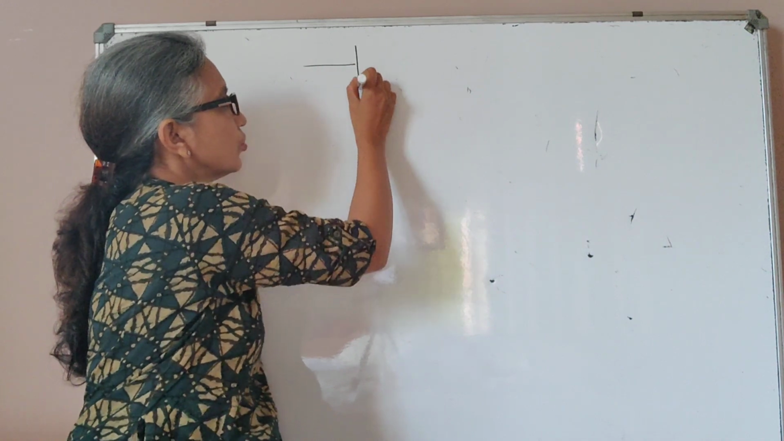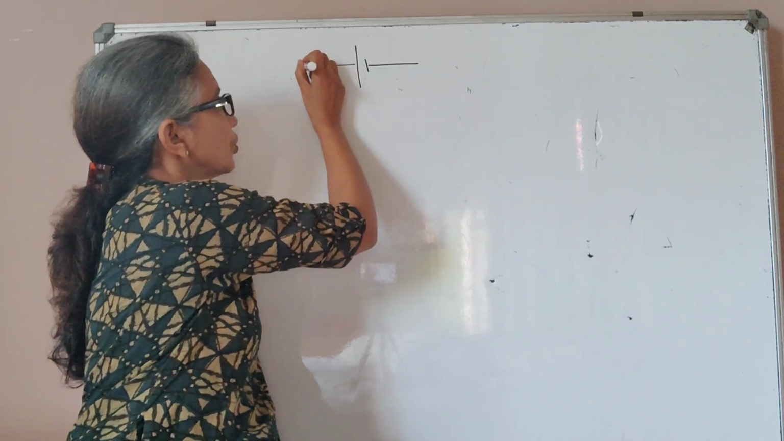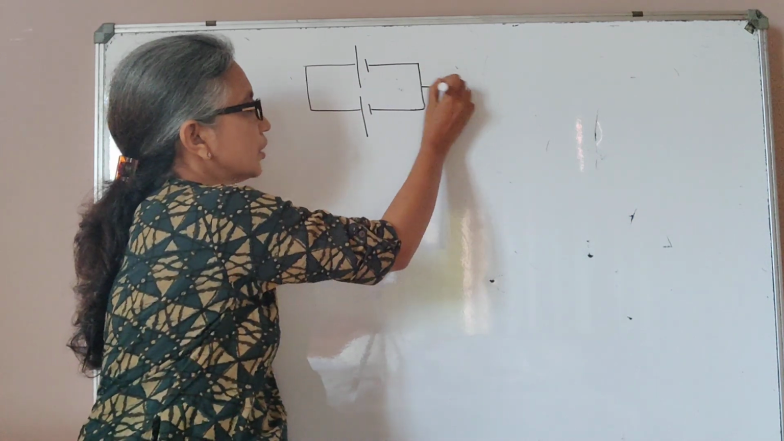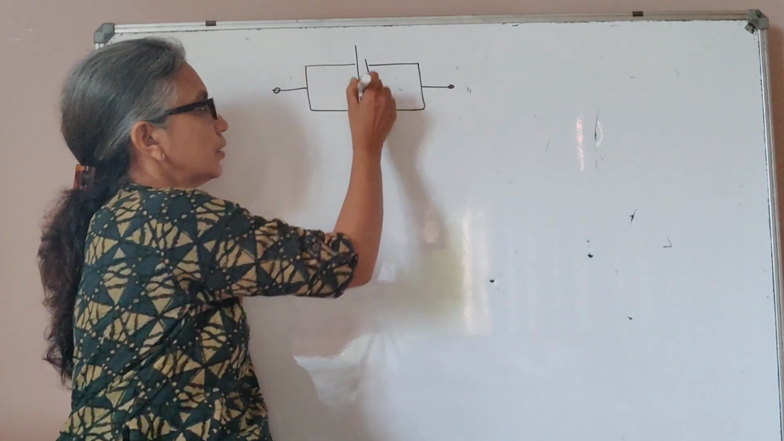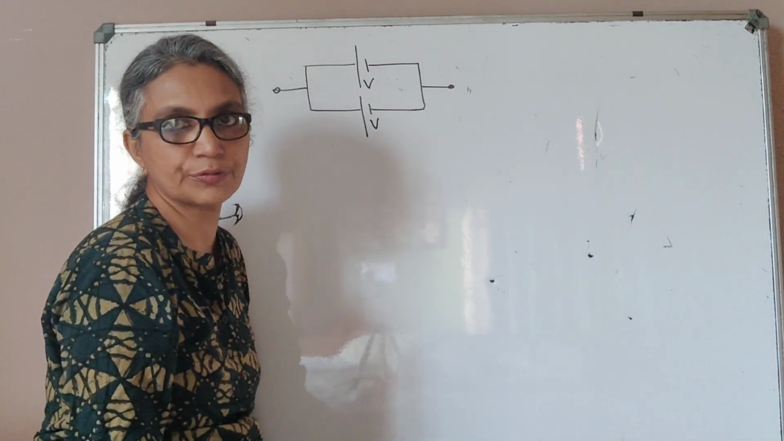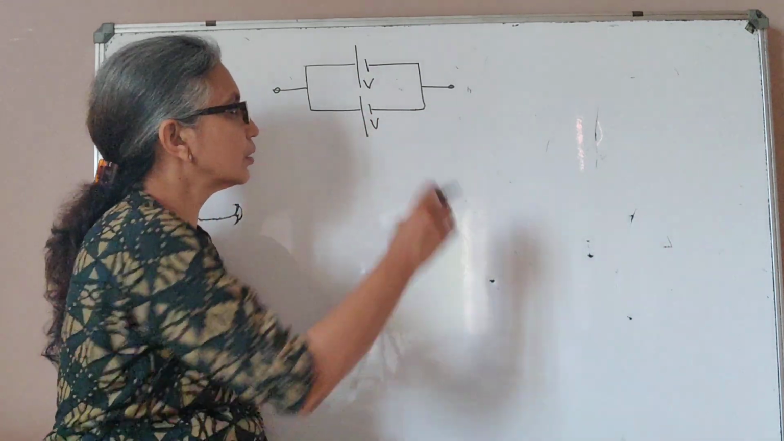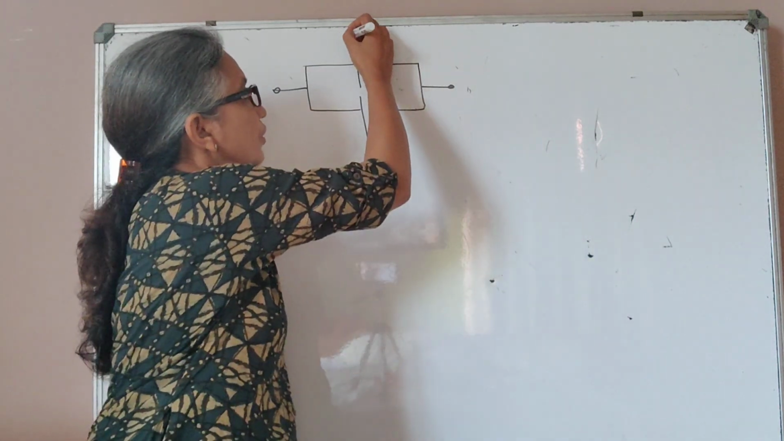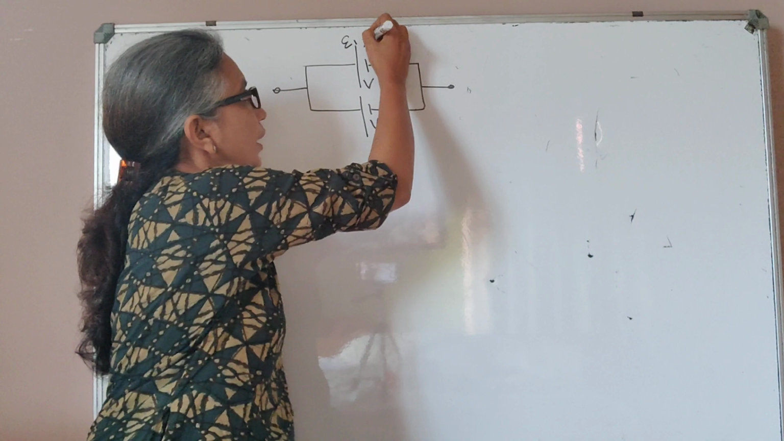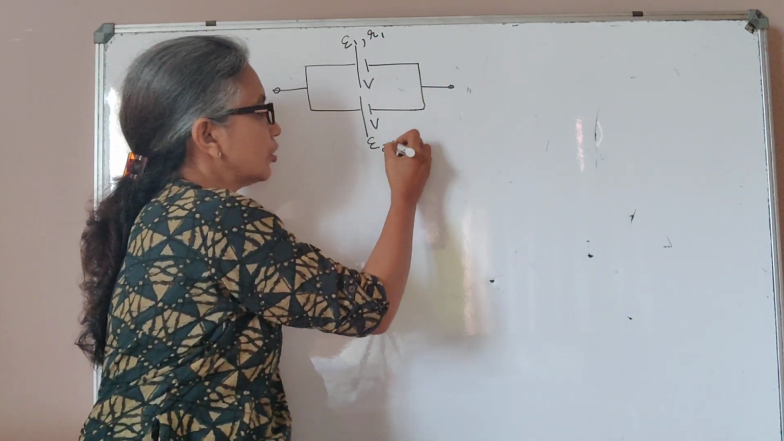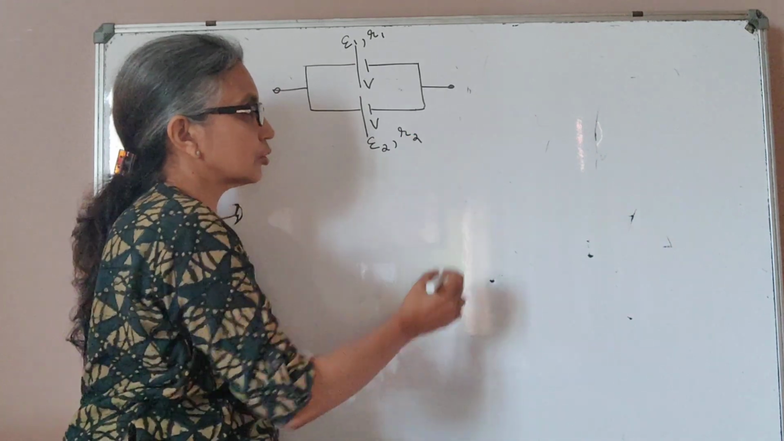We now have two cells which are connected in parallel. The moment you see that they are connected in parallel, you should remember that they must have the same potential difference across them. So terminal voltage of the two cells will be the same. We have this one with EMF E1 and internal resistance R1, this one with EMF E2 and internal resistance R2.